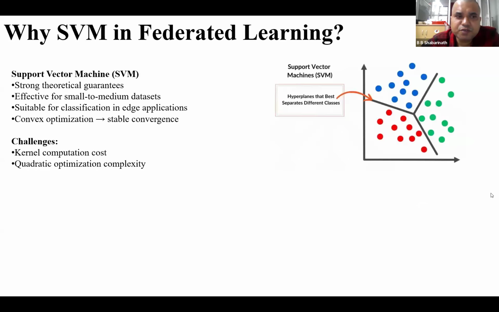So why is SVM preferred? Support vector machine has strong theoretical guarantees and is effective for medium to small datasets. It is suitable for classification on edge devices. However, the key challenge is that SVM training is a convex optimization problem, which involves huge computation, like kernel computation and quadratic optimization.